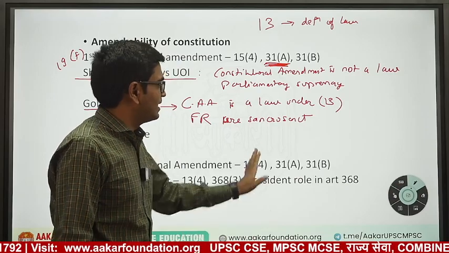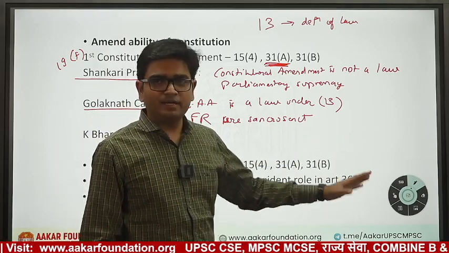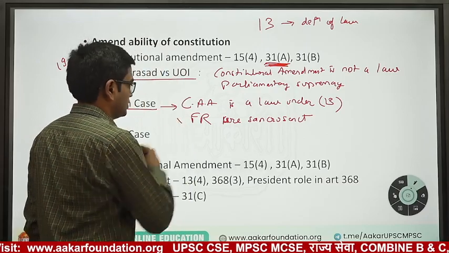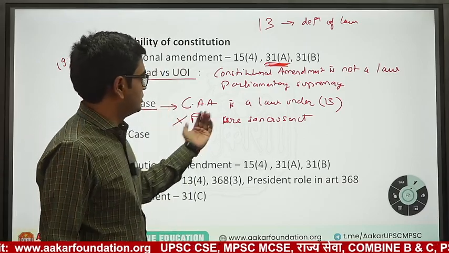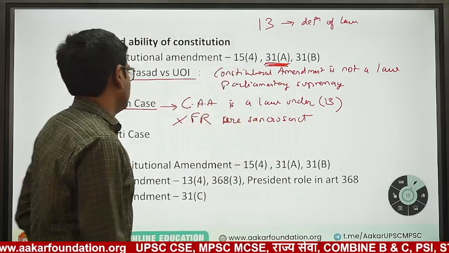So Parliament has supremacy over the Constitution other than the fundamental rights. Parliament can amend any article beyond the fundamental rights, but not the fundamental rights. You cannot touch fundamental rights. And a Constitutional Amendment is a law. That was the order given by the Golaknath case in the Supreme Court.